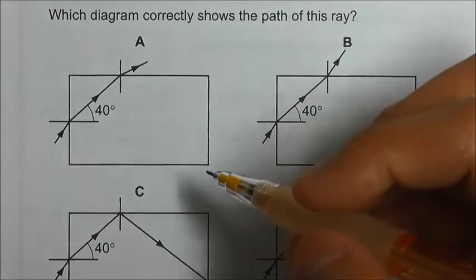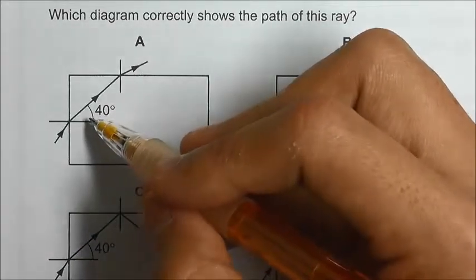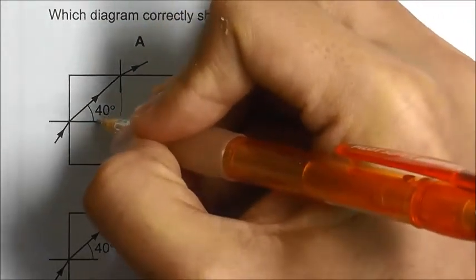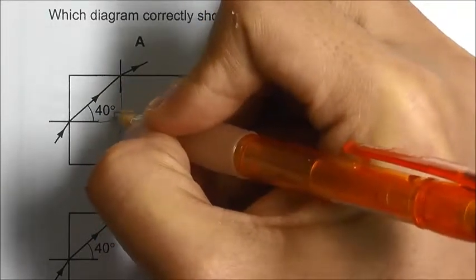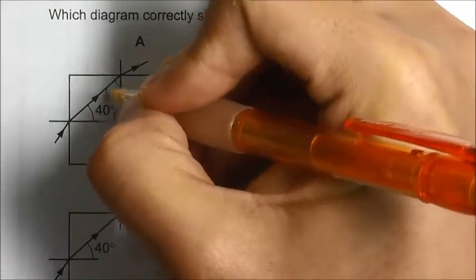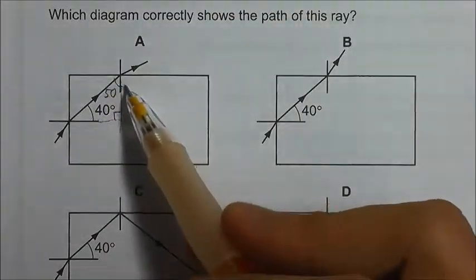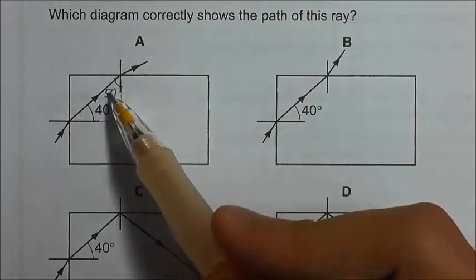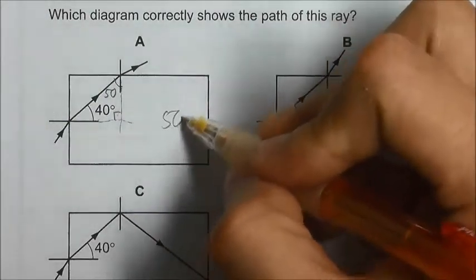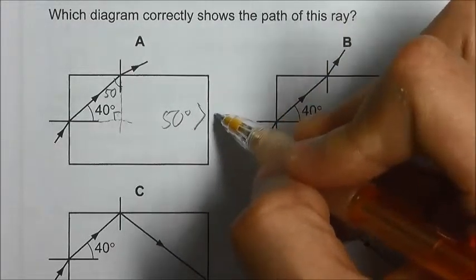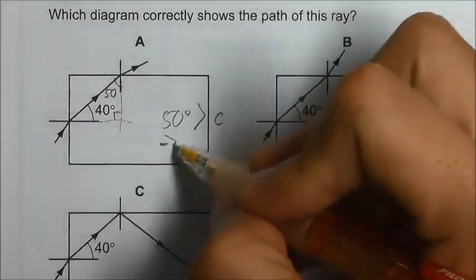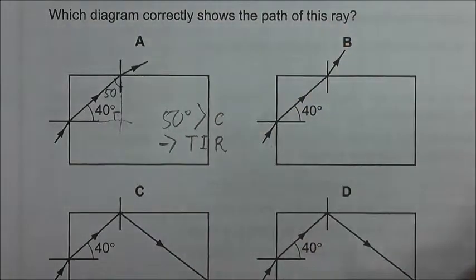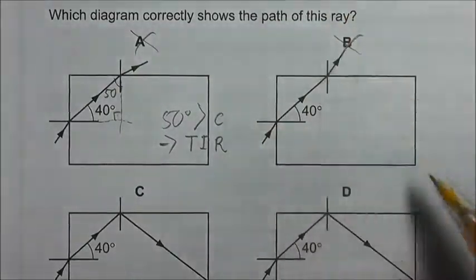Okay, if the angle here is 40, we extend this to the normal. This will be 90 degrees and this has to be 50 degrees. So now we know that the angle of incidence at this junction here is 50 degrees, which is more than the critical angle. So we are expecting to see total internal reflection. Okay, so A and B are out.